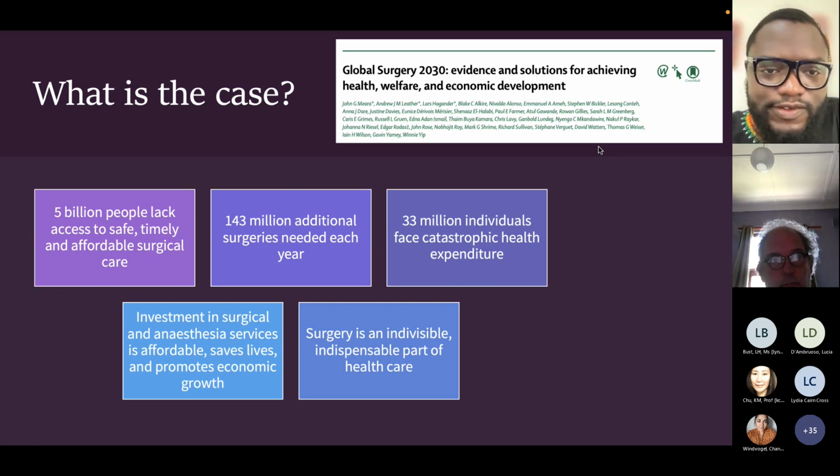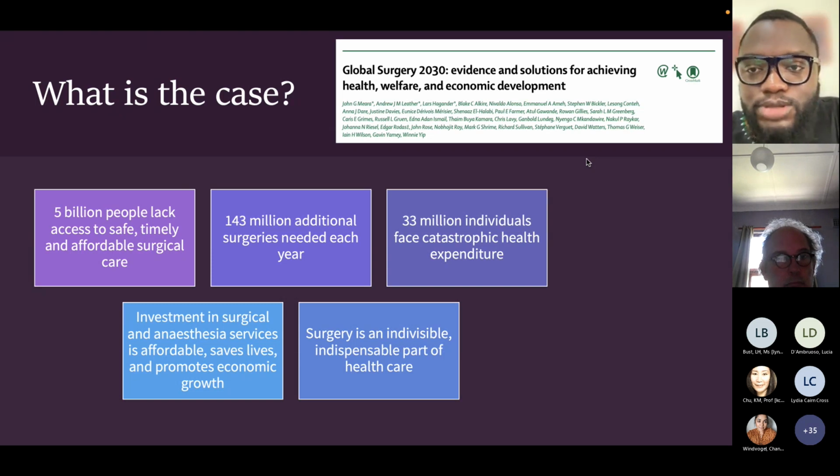It was published in 2015. And it highlighted a number of things, but it had 5 key messages. The first key message was that 5 billion people around the world lack access to safe, timely, and affordable surgical care. And what this means is that, if, for example, your child gets hit by a car or something and has a broken femur, to access surgical care is a challenge.